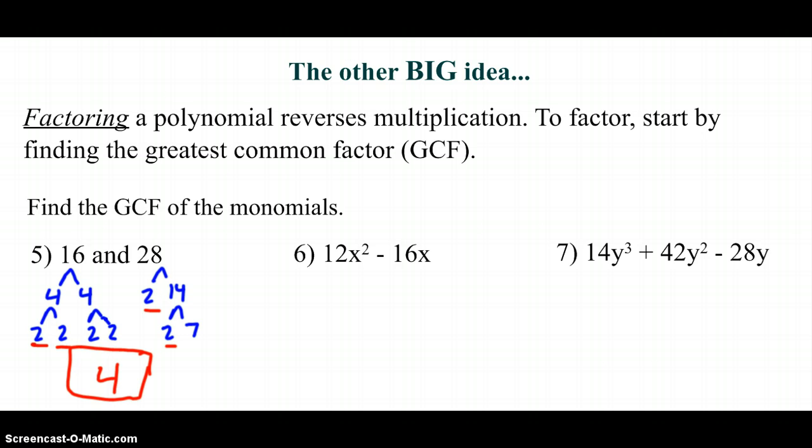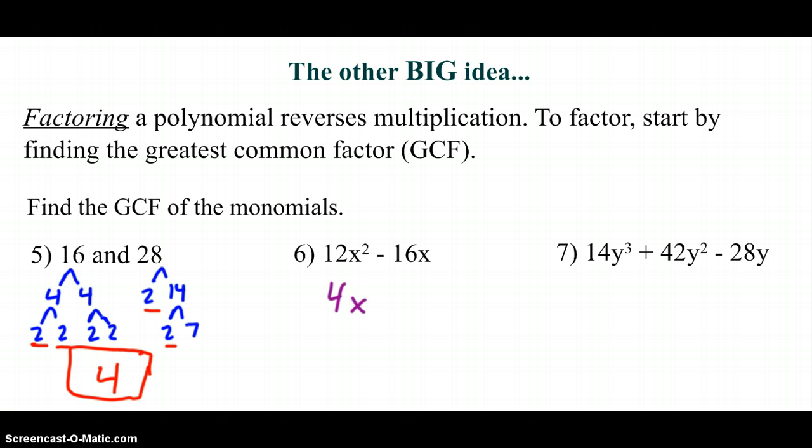Okay, let's take a look at number 6. What goes evenly into 12 and into 16? Well, that would be the number 4. And I also have to answer what goes evenly into x squared and into x. That would be the highest degree that's a part of both, and that would be x to the first.